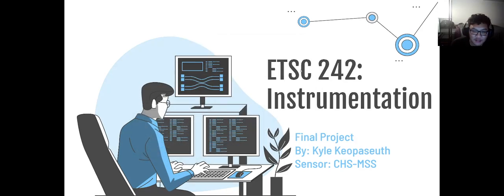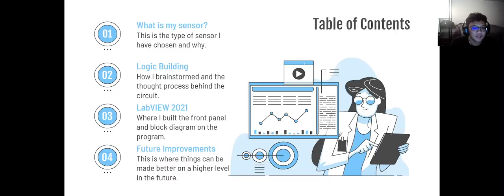is Keopaseuth, and this is going to be my final project for instrumentation. And the sensor that I chose today is the CHS-MSS. This is my table of contents.